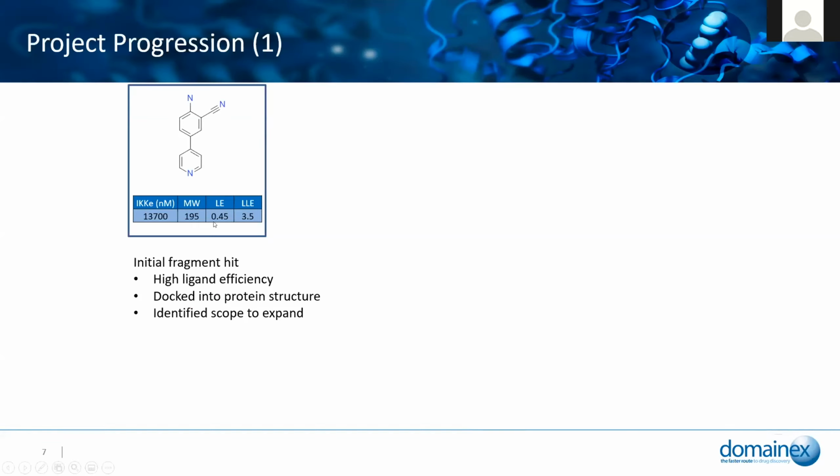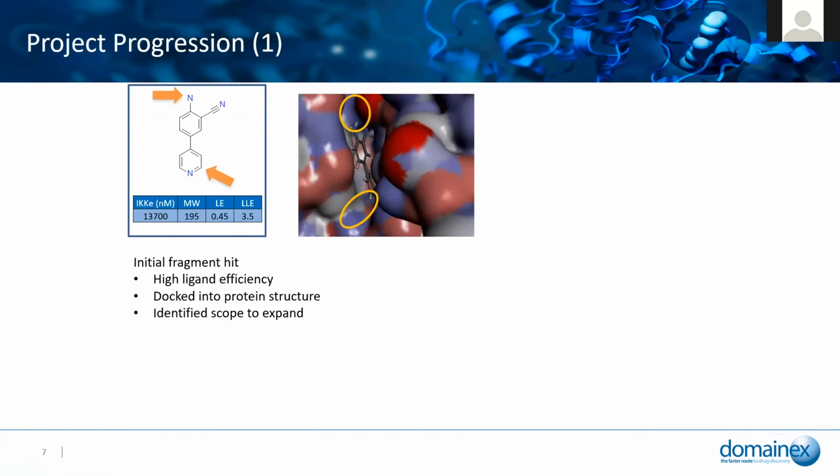We weren't able to crystallize this compound with the target, but we were able to dock it into the apo enzyme crystal structure that we had. And you can see that here. And you can see that it binds quite snugly into this groove. And I hope you'll be able to see that there are two opportunities to expand this compound, one in the northern part here, around this nitrogen, and the other one in this part here, which is around this position here.